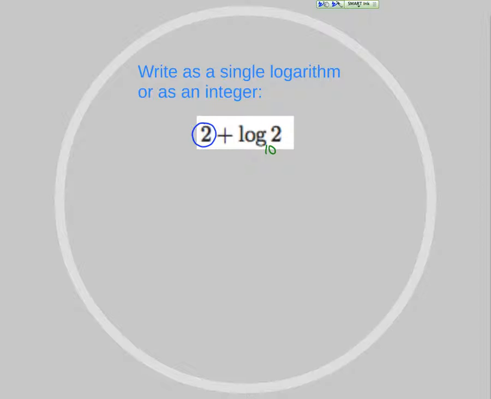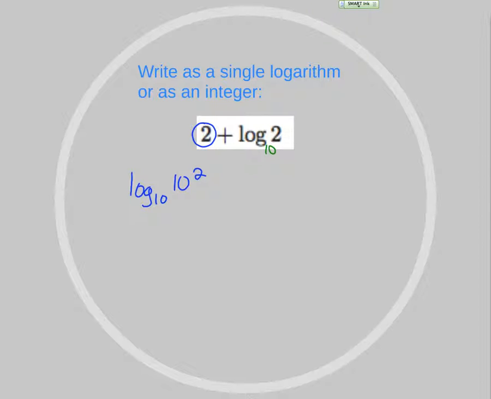Something we talked about is that if I have a base and then I have the base here, those would cancel out. So I can rewrite 2 as log base 10 of 10 squared, as long as these numbers match. If the base on your log is the same as this number, those are equivalent. We talked about that on Wednesday, and I said to put a star by it in your notes. We're going to come back to it.